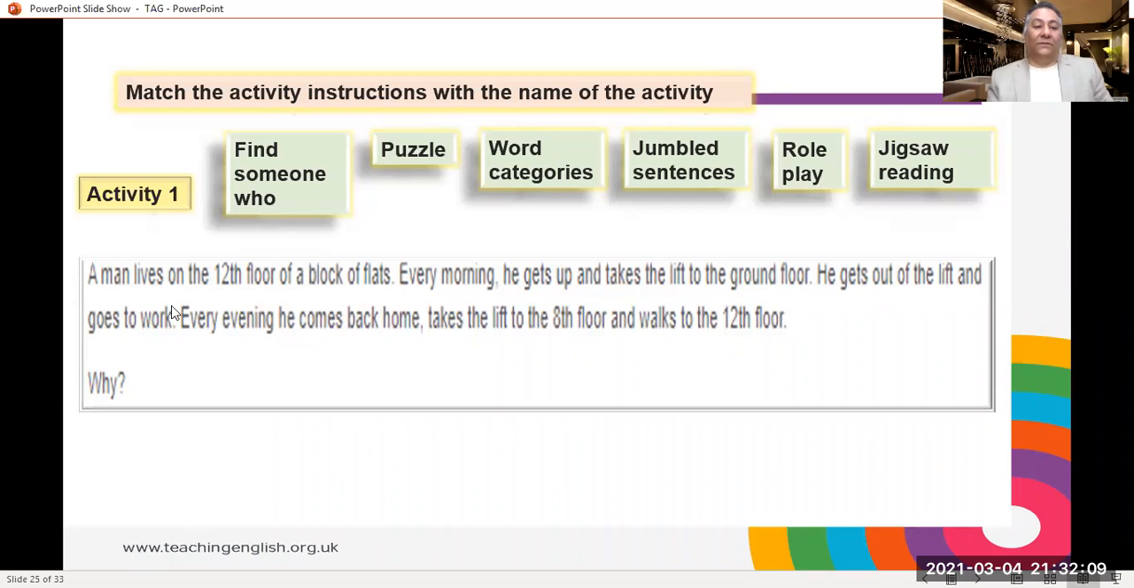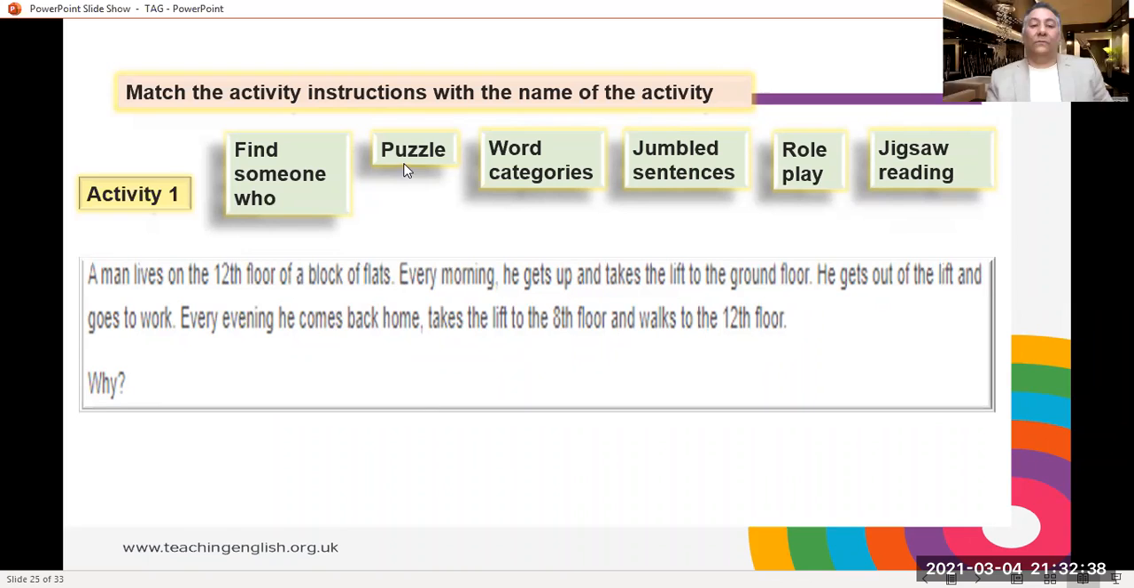A man lives on the 12th floor of a block of flats. Every morning he gets up and takes the lift to the ground floor. He gets out of the lift and goes to work. Every evening he comes back home, takes the lift to the 8th floor and walks to the 12th floor. Why? So, what kind of activity is this?